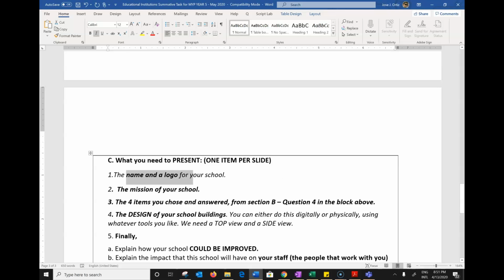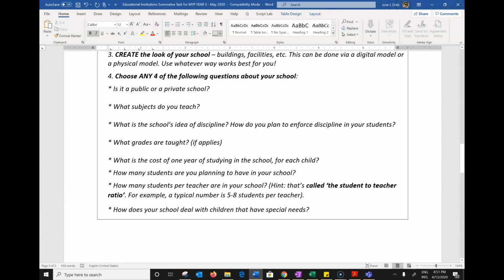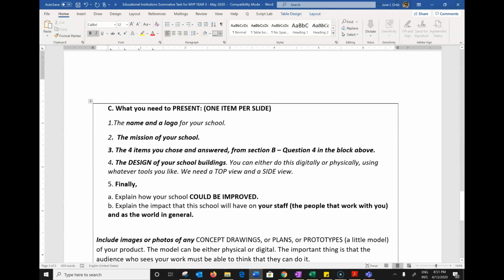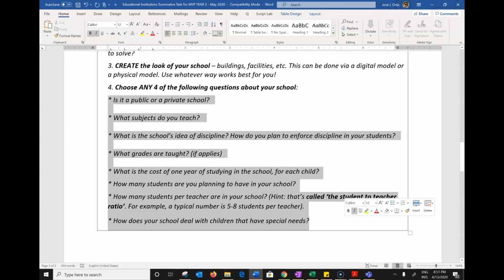Name and logo of your school, the mission of your school. Notice that all these reference sections that you were developing, okay? There's nothing new. The four items you chose an answer from section B, question 4, which is this section, remember, from here, you select four, okay?